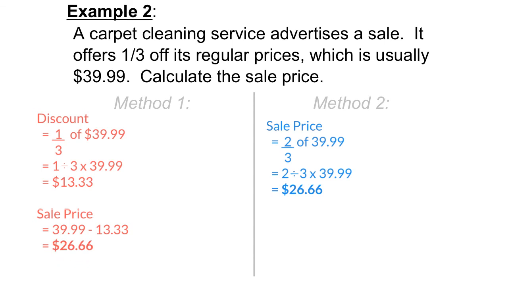So you can see I got the same answer with two different methods. This first method is step by step. First I find the discount, then I subtract the discount from the regular price. In method 2, I'm just calculating the sale price in one step. So whichever method works the best for you, that's the one you should use.